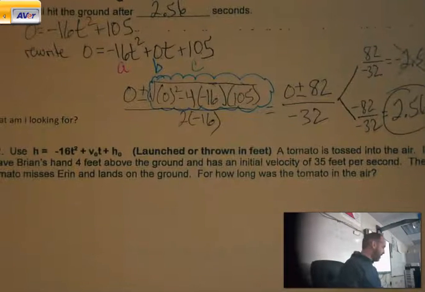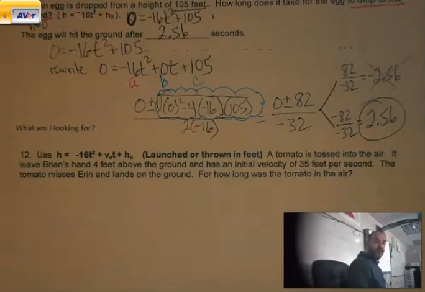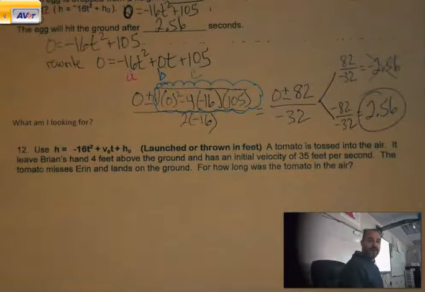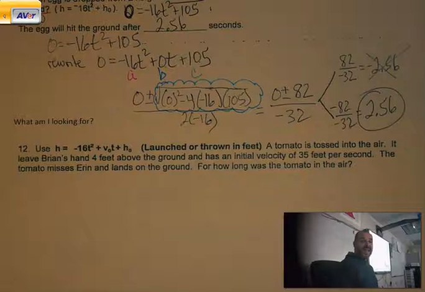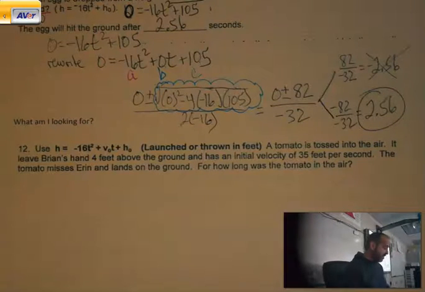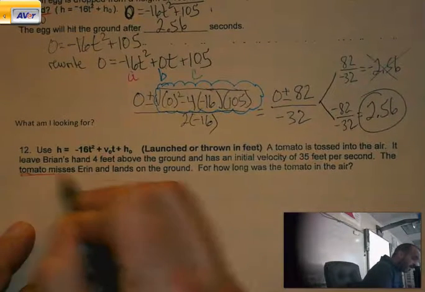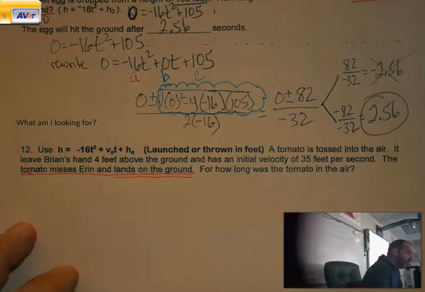If I look at the next one, I'm going to shrink this a little bit so it actually starts fitting in the screen instead of us flipping back and forth here. Okay, a tomato is tossed in the air. Oh dear. It leaves Brian's hand 4 feet above the ground and has an initial velocity of 35 feet per second. The tomato misses Aaron and lands on the ground. For how long was the tomato in the air? Now, don't get tricked. Don't get tricked. The tomato lands on the ground.